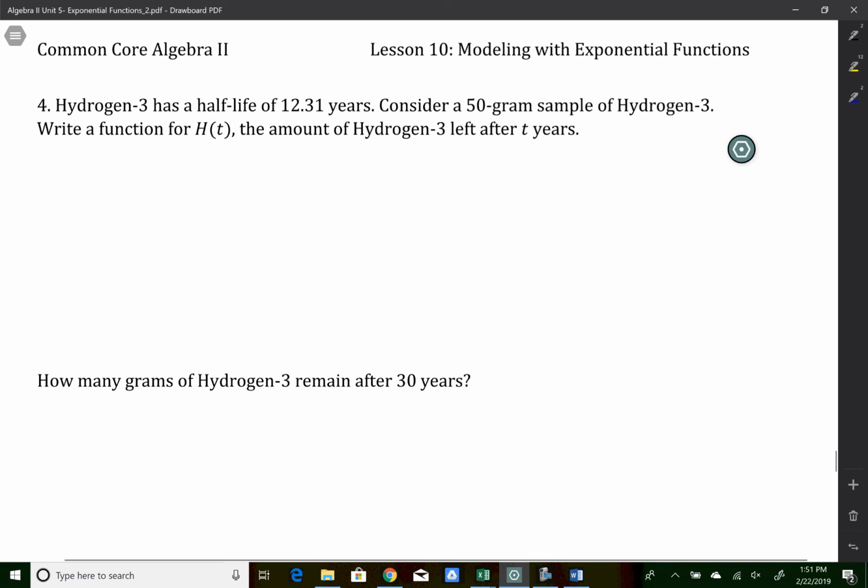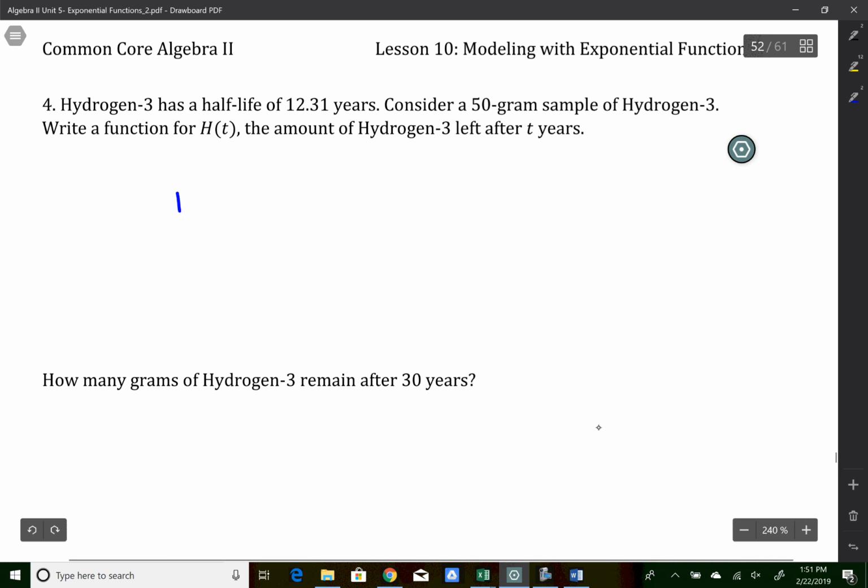Number 4 says hydrogen-3 has a half-life of 12.31 years. Consider a 50-gram sample of hydrogen-3 and write a function after t years. So h of t is equal to our 50-gram initial value. It's a half-life, so every so often we're going to multiply the previous value by half. And to figure out how long it takes for that to happen, we do t divided by the half-life.